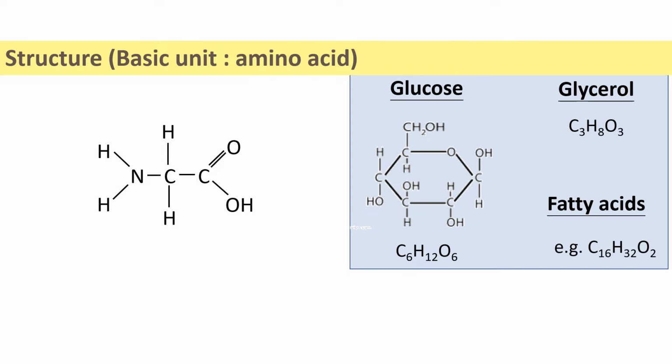Again, we start from the basic unit. Proteins are very, very big molecules made up of small units called amino acids. Here, I show you the simplest form of amino acid. Now compare this with glucose, glycerol, and fatty acids, the basic units of carbohydrates and lipids. Can you identify the key difference between them?